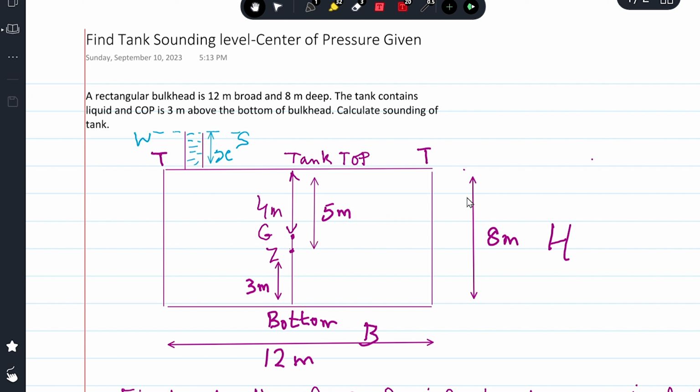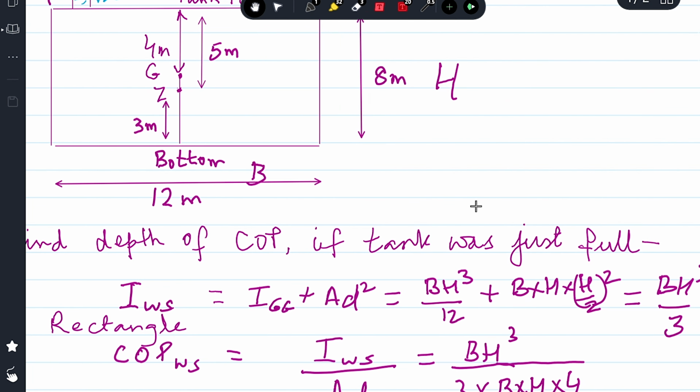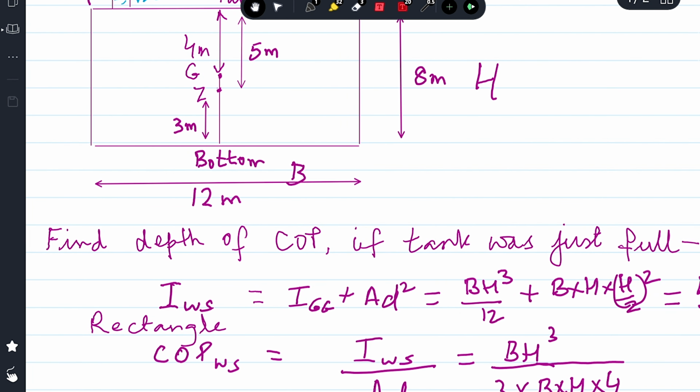Now, how do we know whether the liquid level is above the tank top or below the tank top? Let's find the depth of center of pressure, assuming the tank was just full. If the tank was just full, that means the liquid level was at the tank top surface. The liquid surface was aligned with the tank top. So what will be the moment of inertia about the water surface in that condition when the tank was just full?